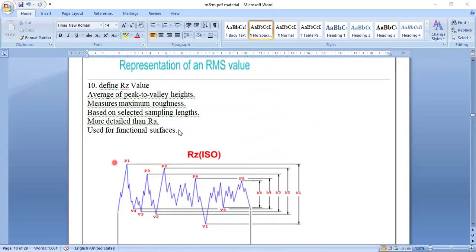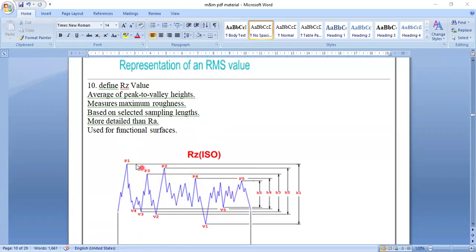Not Rx, sorry. So, average of peak to valley heights. So all the peaks P1, P2, P3, P4, P5 and all the heights H1, H2, H3, H4, H5 you are going to take. Here also you have values V1, V2, V3, V4. So downside all we are taking, upside we are taking, we are measuring the heights of them. So this is the average of peak to valley heights. So valley heights is given here.